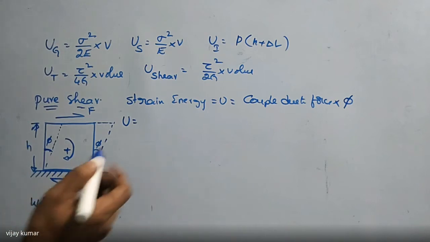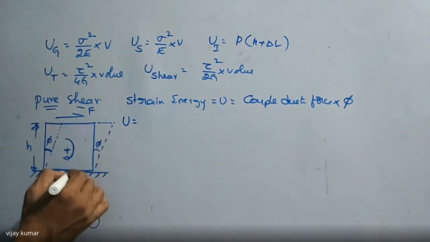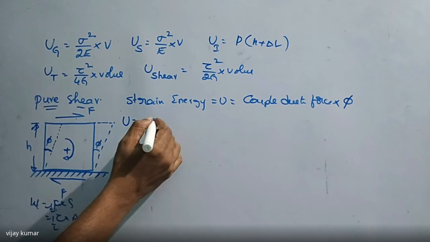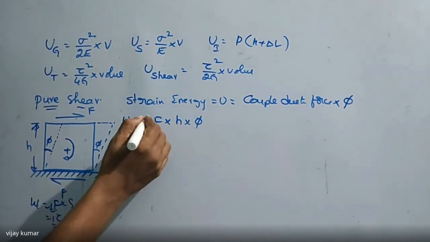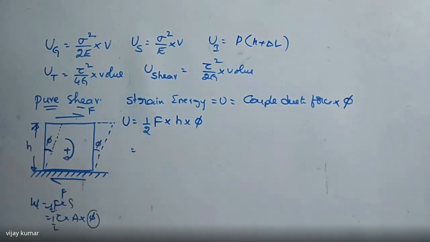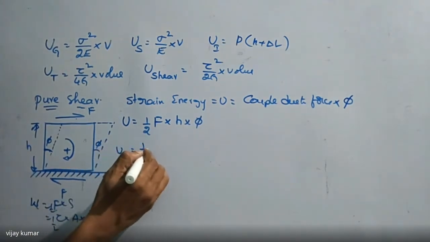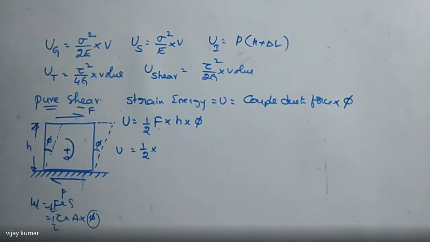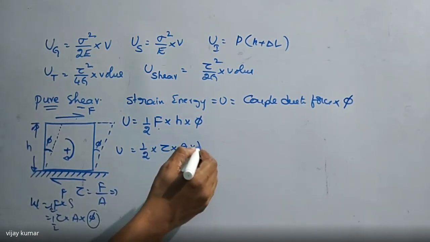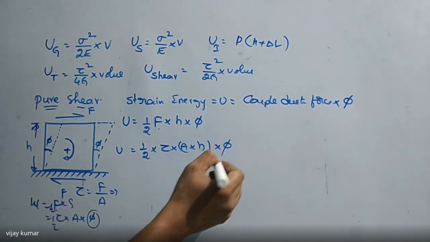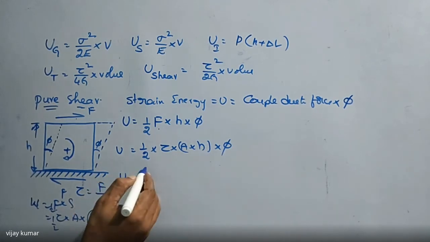So here couple is equal to how much? Force into the perpendicular distance, so here it is force into perpendicular distance h into phi. Here I am taking force as the average force, that is average shear force. So strain energy is equal to half into what is the force here? That is shear force. The shear stress is equal to force by area, that implies force is equal to shear stress into area. So I'm writing shear stress into area into h into phi value.